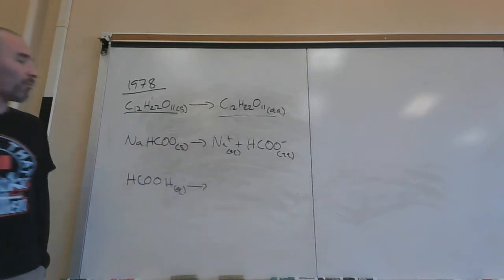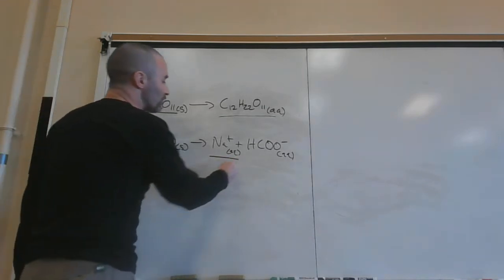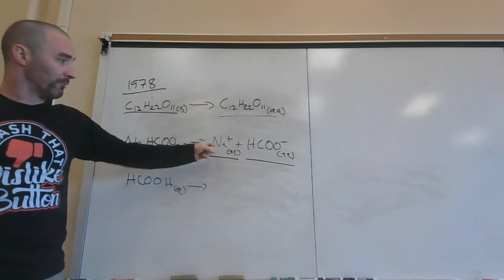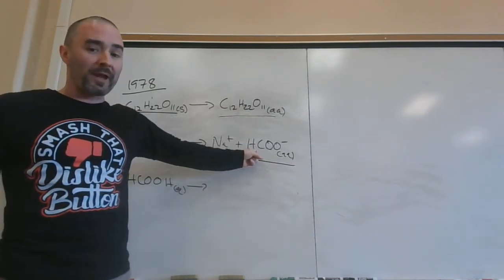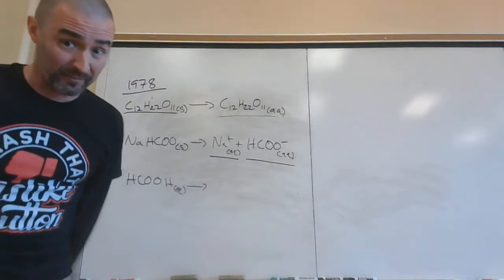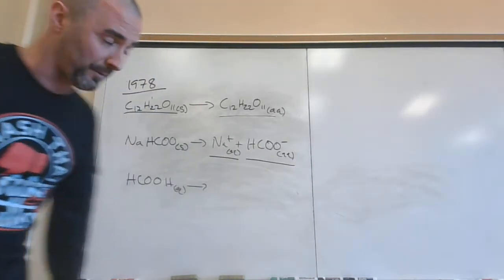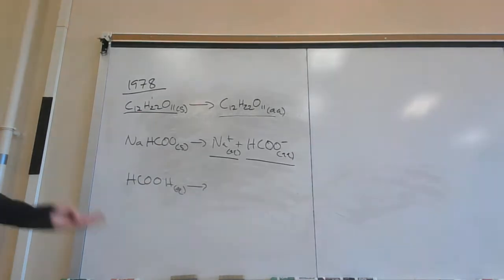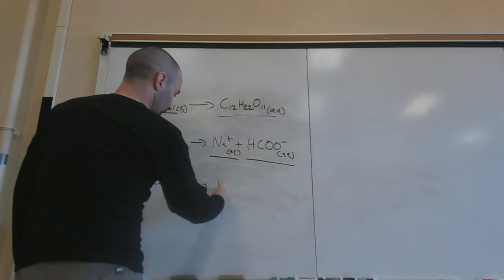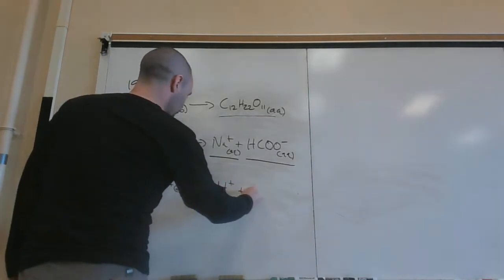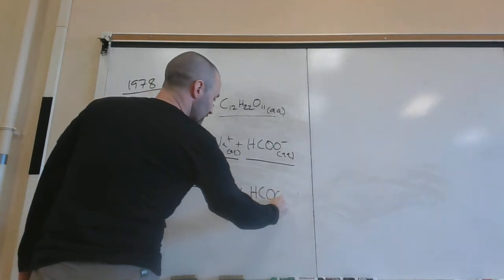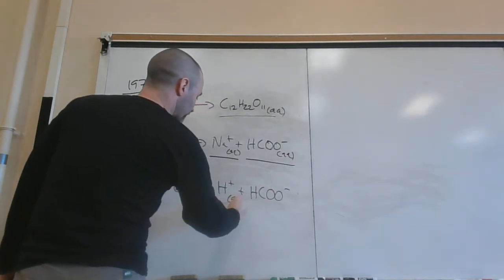So when it goes into water, you get 100% splitting of sodium, and then formate, which is a polyatomic anion, which is negative. Just think of it like a big chloride. That's all, okay? Then you get formic acid. And when you get acids, it's H plus. Well, now you know what formate is. But here's the kicker.